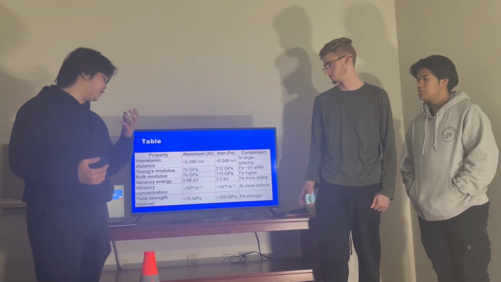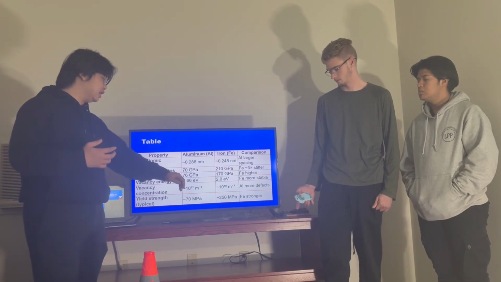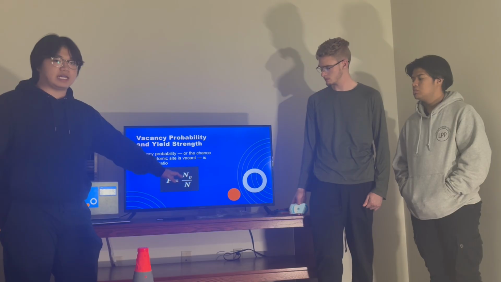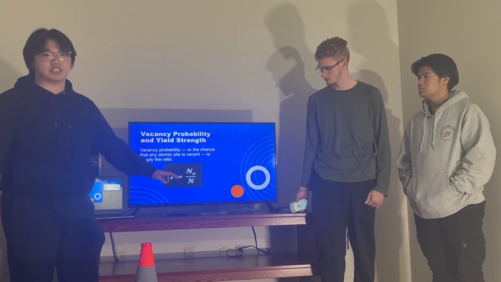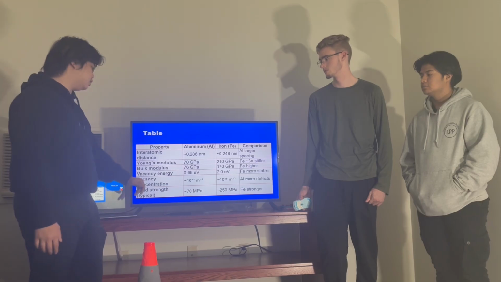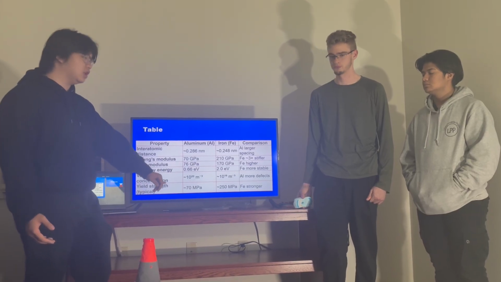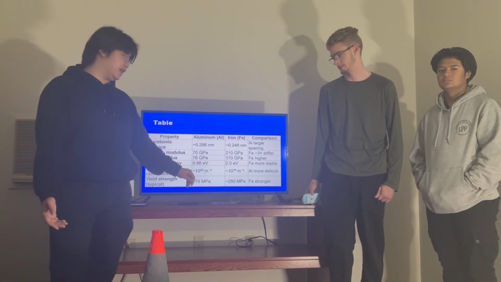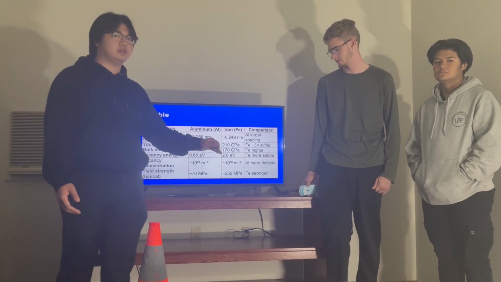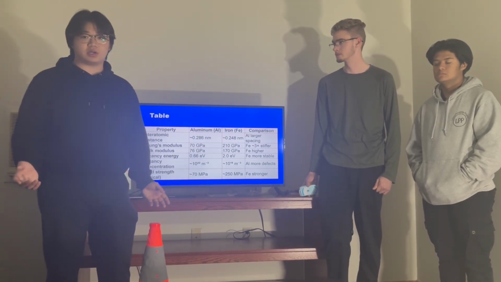vacancy concentration and vacancy strength go hand in hand. So your NV is going to be a very high value. But if your NV is a high value, your N has to be a high value as well, just to cancel things out. And when you divide, it's going to be a lower chance. So when you do the calculation for aluminum, you only get a 70 MPa, while iron would have 250 MPa. And so basically that just says iron is going to be stronger in the stiff form.